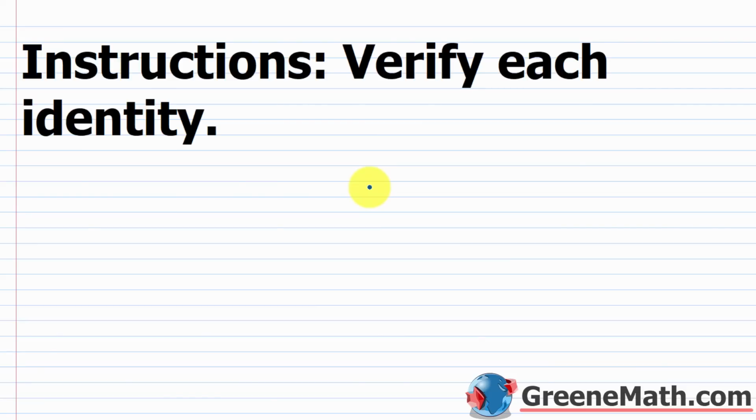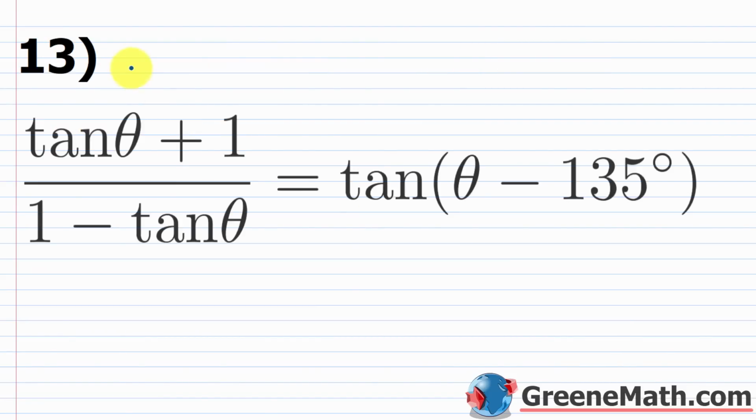All right, for the next two problems, the instructions tell us to verify each identity. And let's start with problem number 13. So we have the tangent of theta plus 1 over 1 minus the tangent of theta is equal to the tangent of theta minus 135 degrees. So what I'm going to do is work on the right side here. This side will be unchanged. So this is what we're going to try to get a match with.